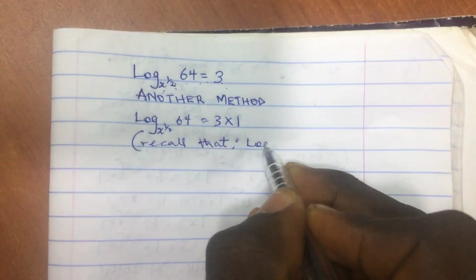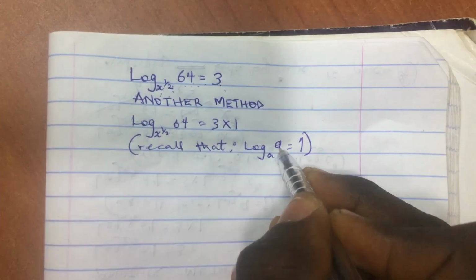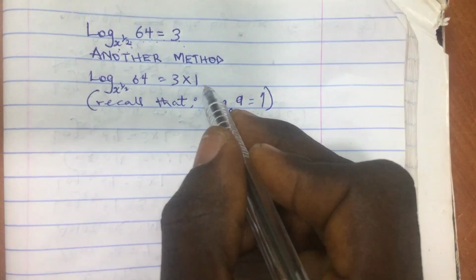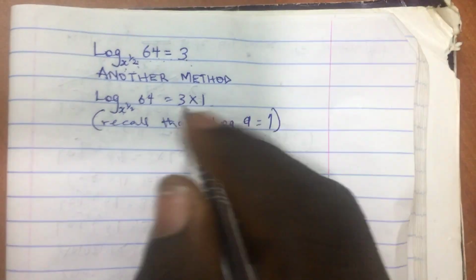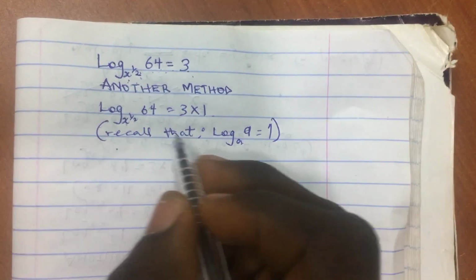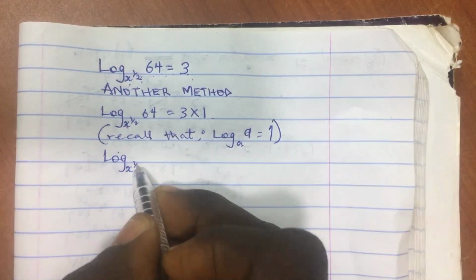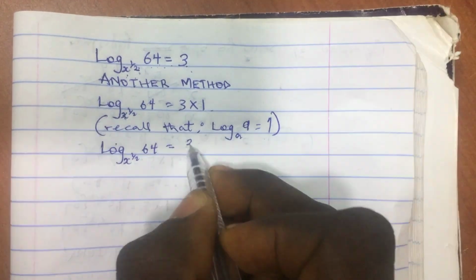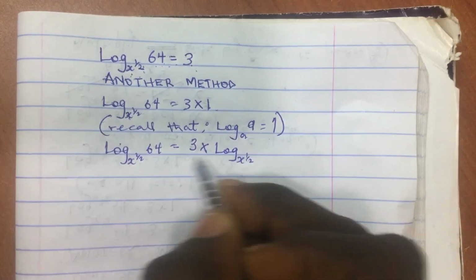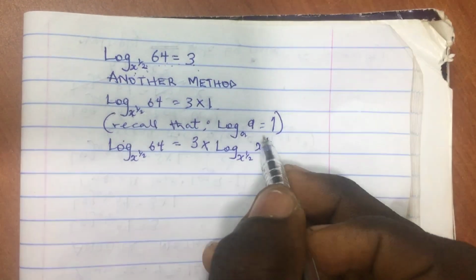I said that whenever we have log a base a, it is always equal to 1, which means if this number is the same as the base, the answer will be 1. So how can I write this one such that this will cancel out? I can say that my 1 is equal to log of x base x. So I can say log 64 base x raised to 1 over 2 equals 3 times this one, which will now change to log x raised to 1 over 2, base x raised to 1 over 2 also. Remember, these become 1. It's still the same thing.